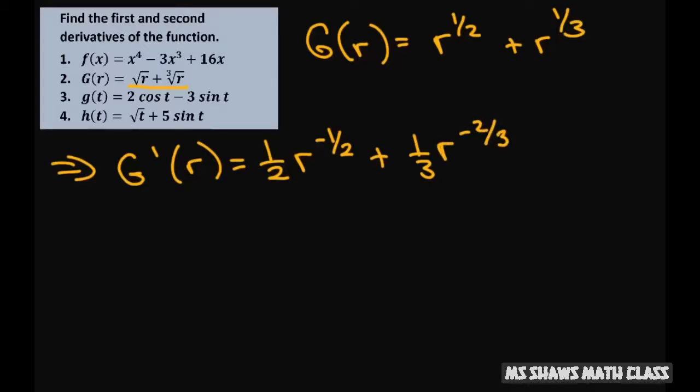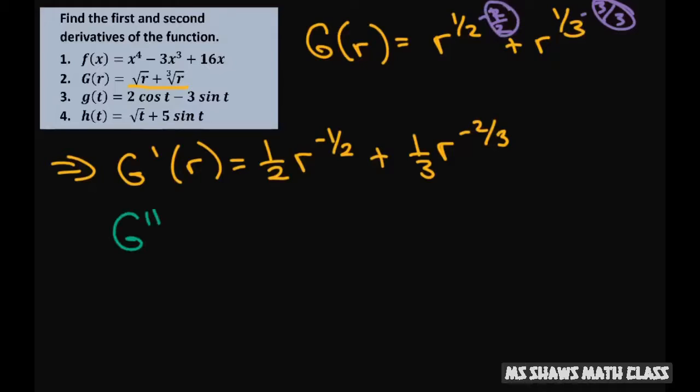Because remember, you're always subtracting 1 here once you multiply. So we're subtracting 2 divided by 2. This one we're subtracting 3 divided by 3. Because those both equal 1. All right, that's your first derivative.